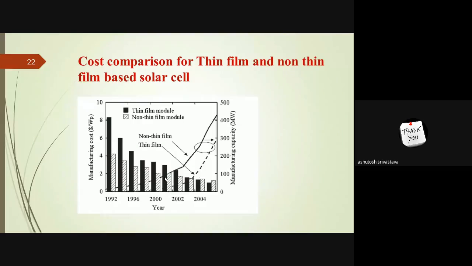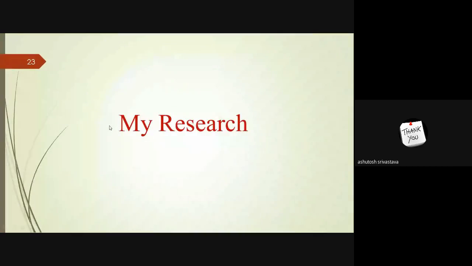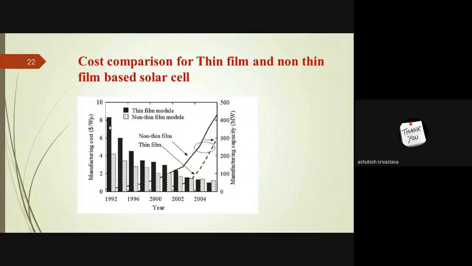Also, the manufacturing capacity is more or less the same for these two technologies. But if we talk about the cost of manufacturing, then it is less. So this is all about thin film technology, how thin film technology is useful, how it is harnessing the solar energy.